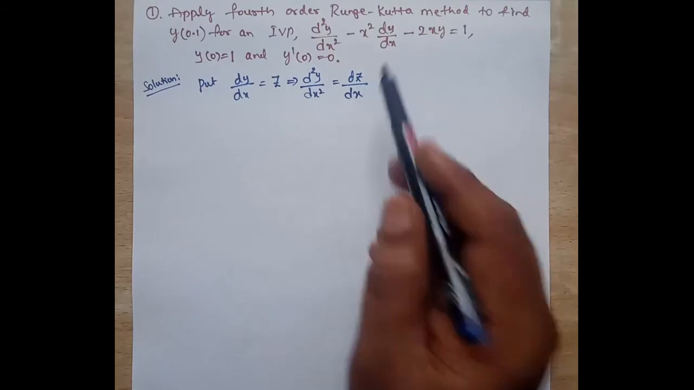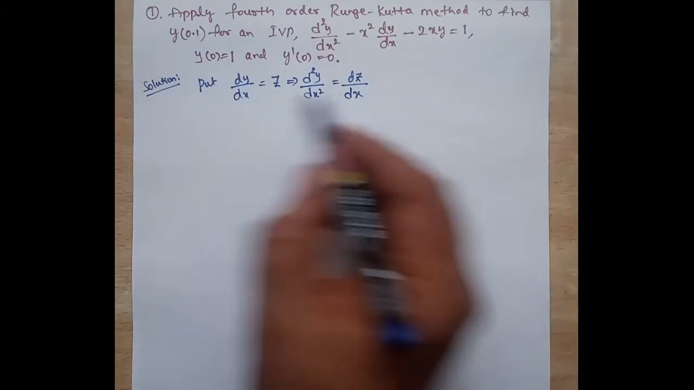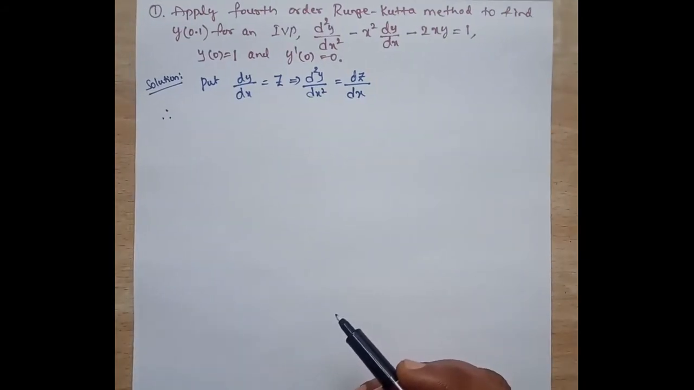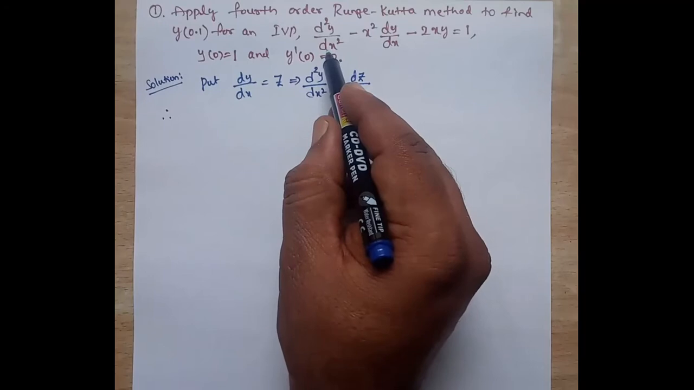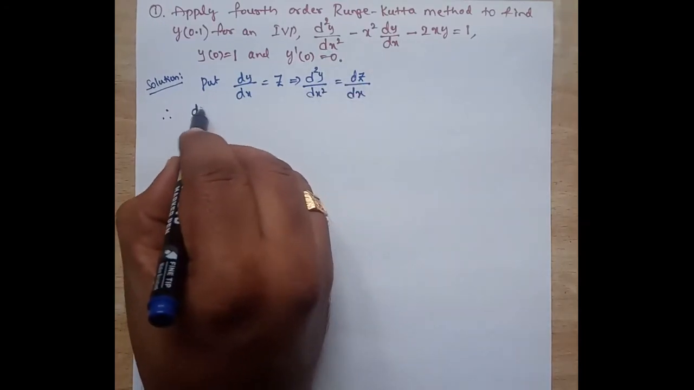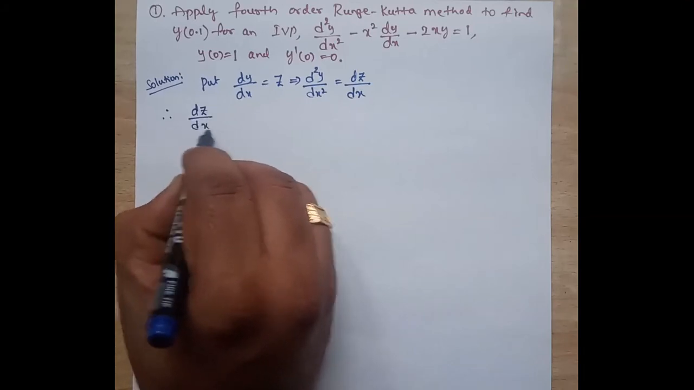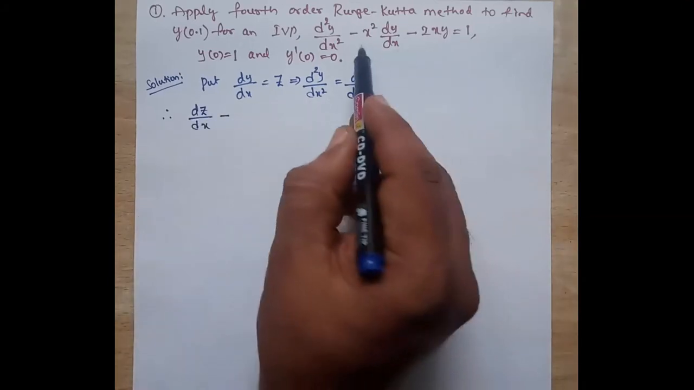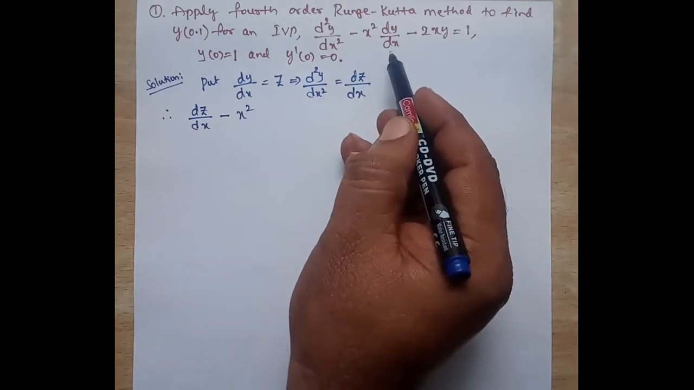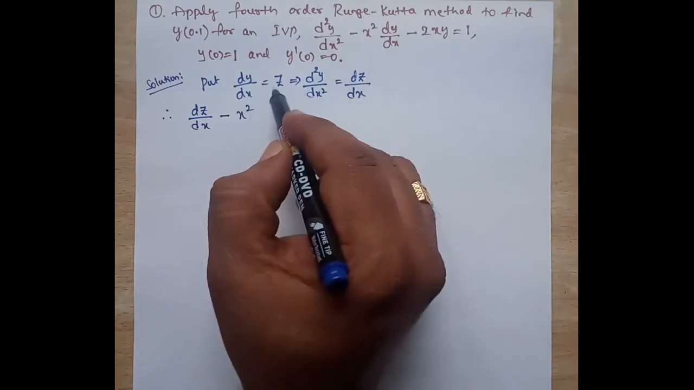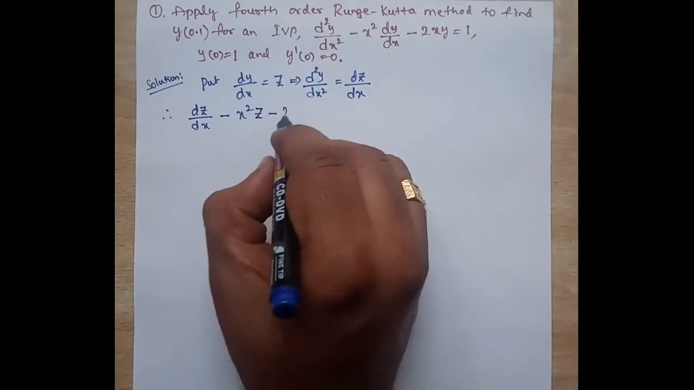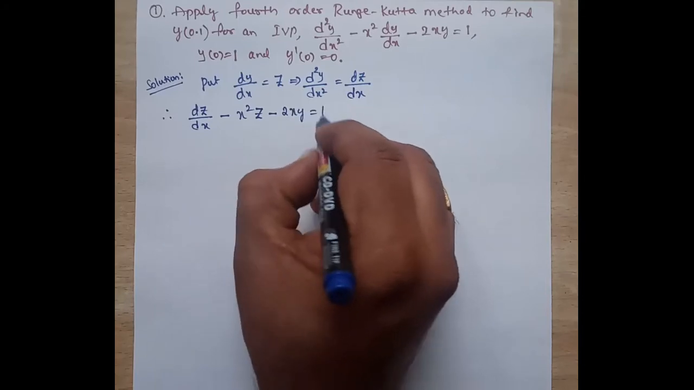So let us substitute this in the given equation. Therefore, the given differential equation becomes, d square y by dx square is dz by dx. So it is dz by dx minus x square into dy by dx, and what is dy by dx? z. So x square into z minus the last term 2xy is equal to 1.